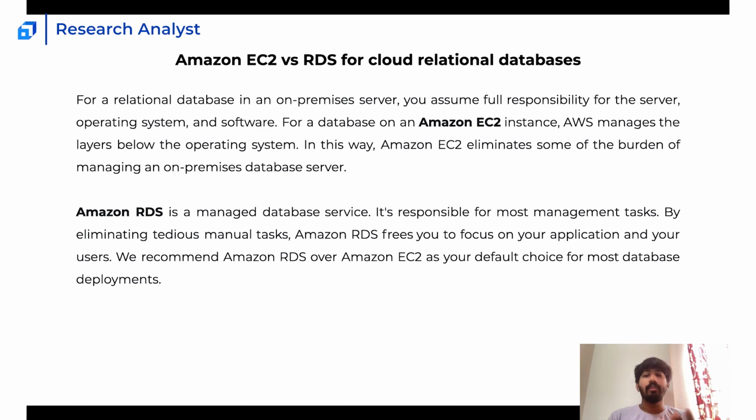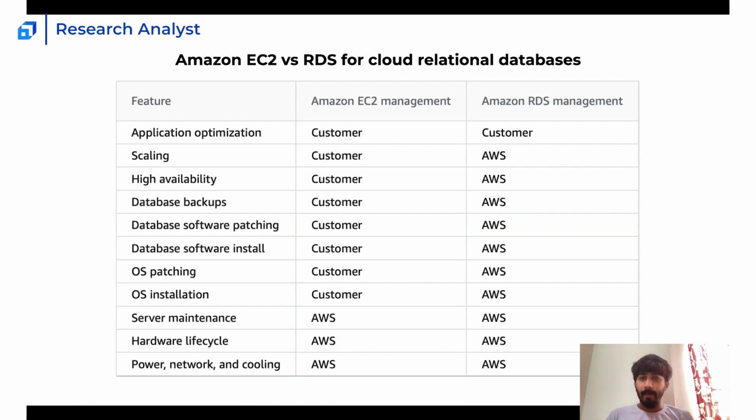The second way is to use Amazon RDS. It does everything for you. It's responsible for most of the management tasks. It eliminates all the tedious manual tasks. You just have to focus on your application and its code and how to make the database even better. That's it. RDS takes care of everything else. So now, Amazon themselves recommend RDS over EC2 for relational databases. So let's see why.